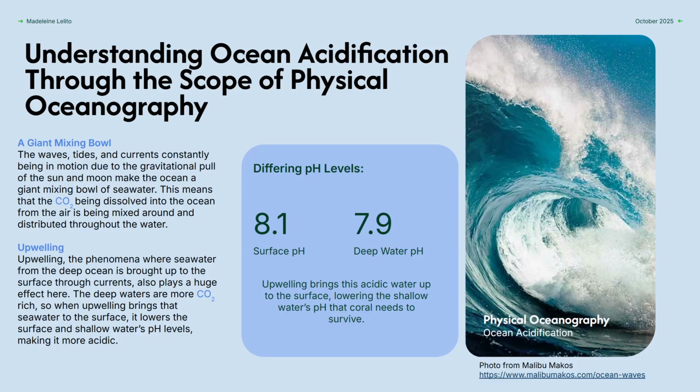Through upwelling, seawater from the deep ocean is also brought up to the surface through currents, and this plays a huge effect on ocean acidification because the deep water, as you can see on this chart right here, is more acidic than the surface water. Bringing this acidic water up to the surface lowers the shallow water's pH that coral needs to survive.